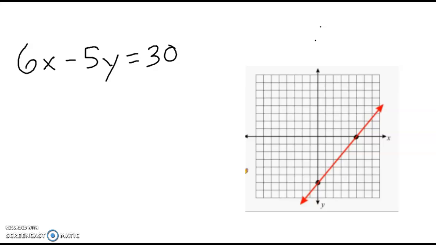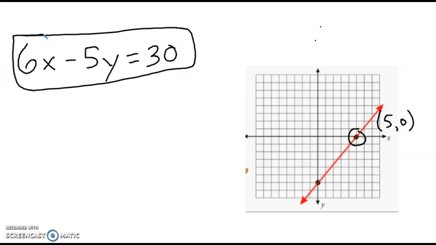Well, how do I know that my x-intercept is right here? We could easily sit here and count and say, okay, that ordered pair is 5, 0. But what if I didn't have the graph? What if all I had here was my equation? Well, what do you know about the y value? The y value is 0.